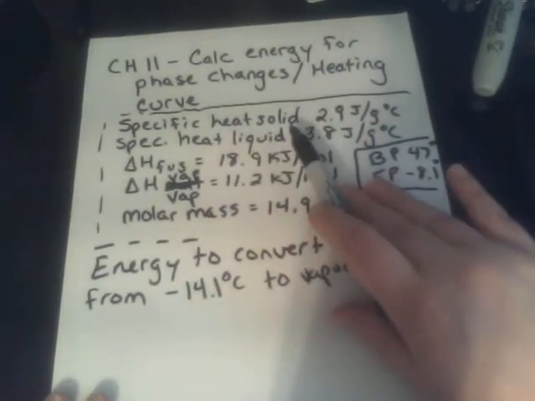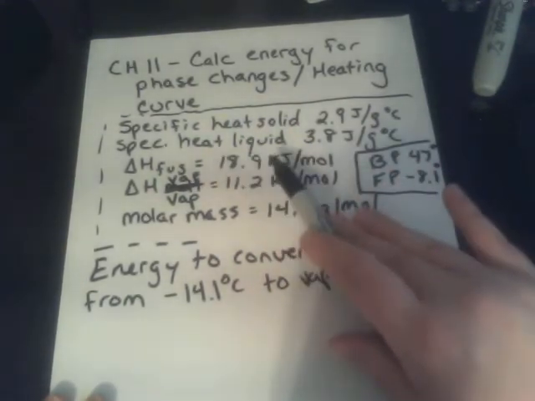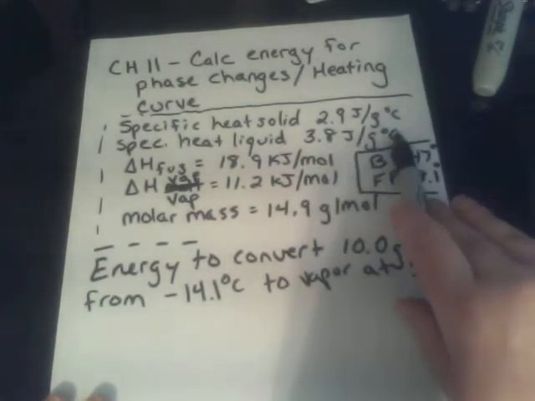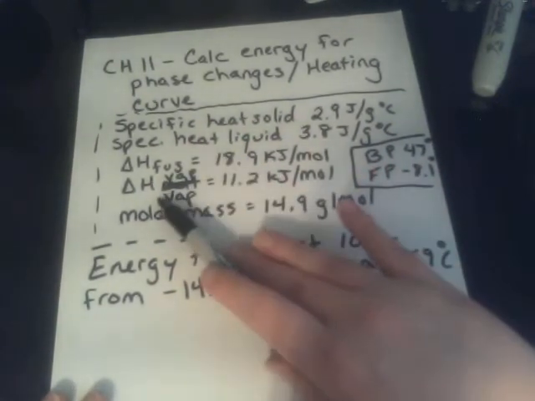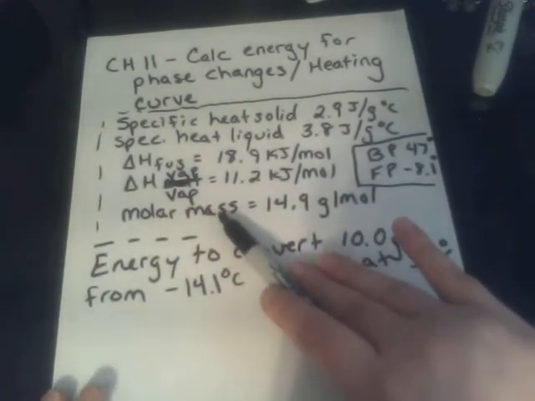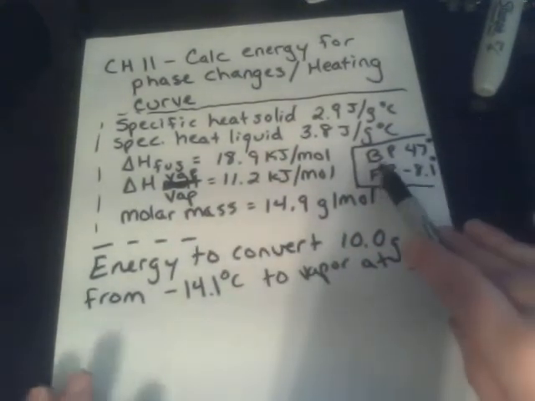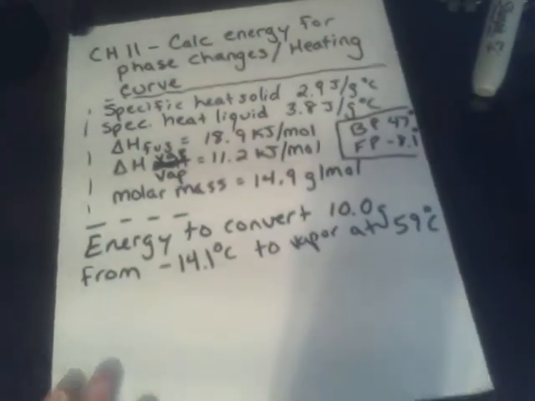The specific heat of the solid is 2.9 joules per gram degree Celsius. Specific heat of the liquid is 3.8 joules per gram degree Celsius. You're going to need the enthalpy of fusion, and you're going to need the enthalpy of vaporization. You're also going to need the molar mass. You're going to need to know the freezing point and the boiling point, right? So let's go ahead and start.